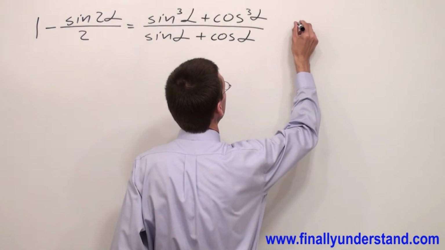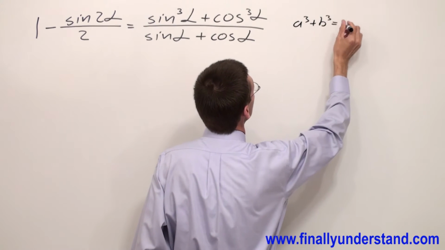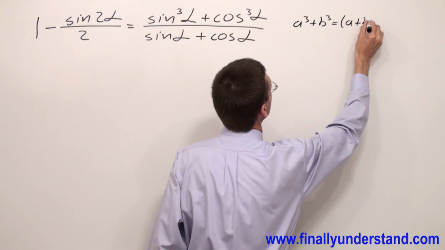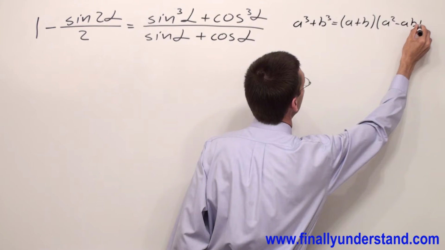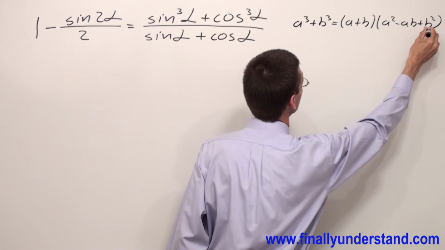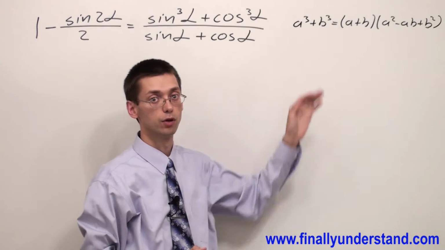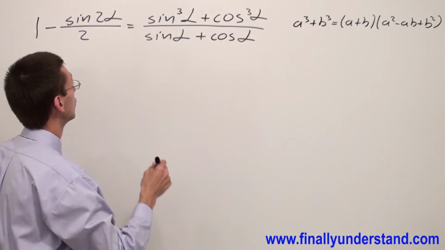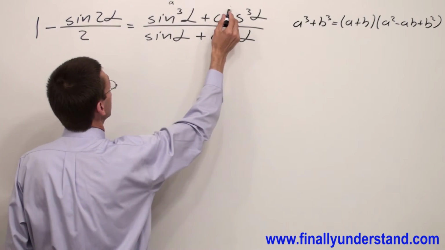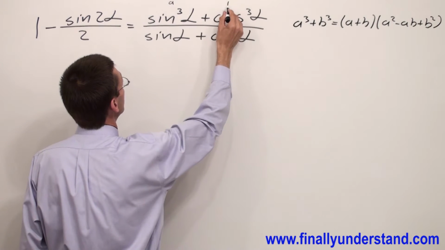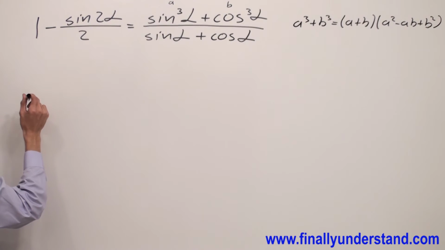The formula says a cubed plus b cubed is equal to a plus b times a squared minus ab plus b squared. This is the formula for the sum of the cubes, and this is basically what we're going to apply to the numerator, where sine alpha is going to be my a and cosine cubed alpha is going to be my b. Let me copy down the right side first.